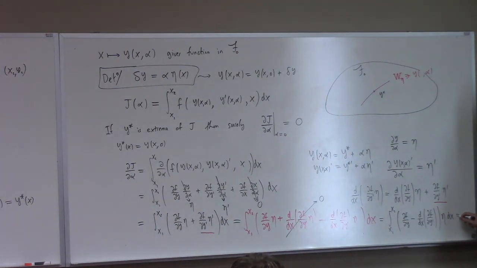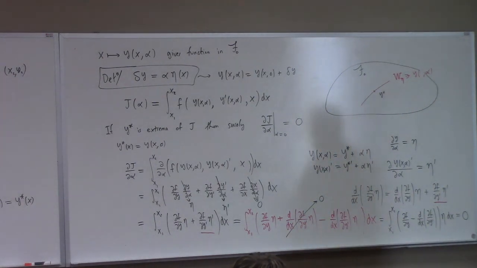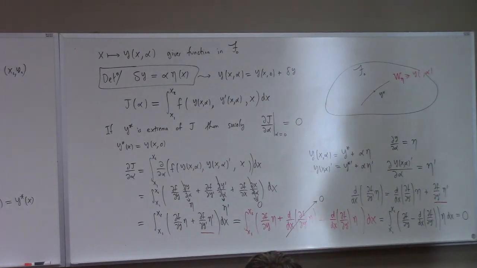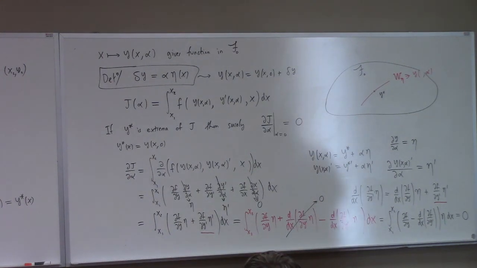Now this has to be equal to 0. But for which eta does it have to be equal to 0? What's that? Eta could be 0. Sure, it's a very good math major answer. Eta could be 0. But the point is, if that's going to be an extremum, this should be true for arbitrary etas.